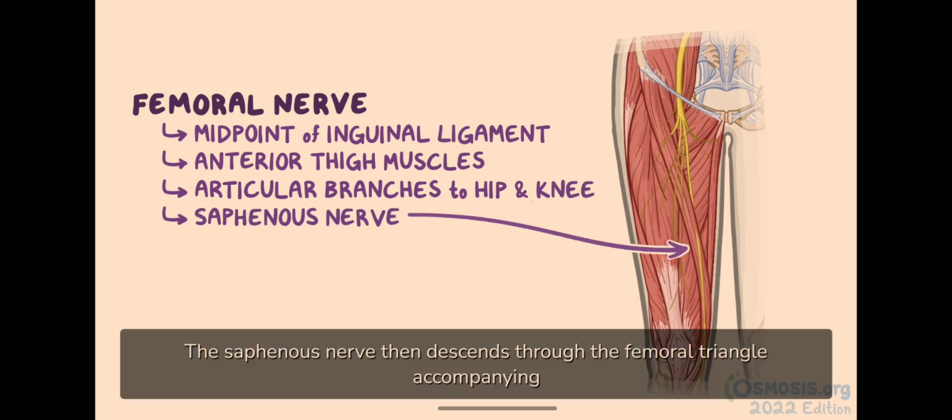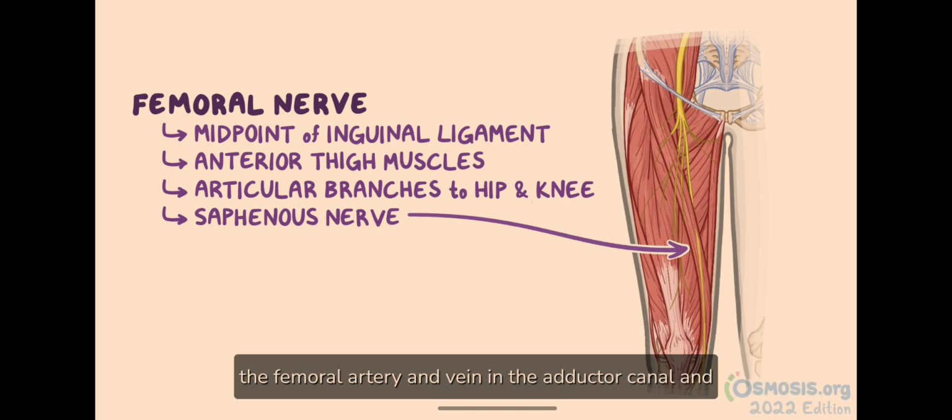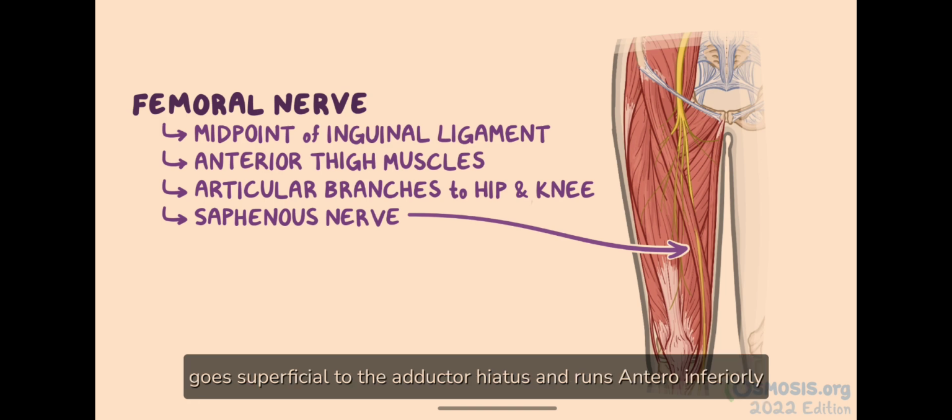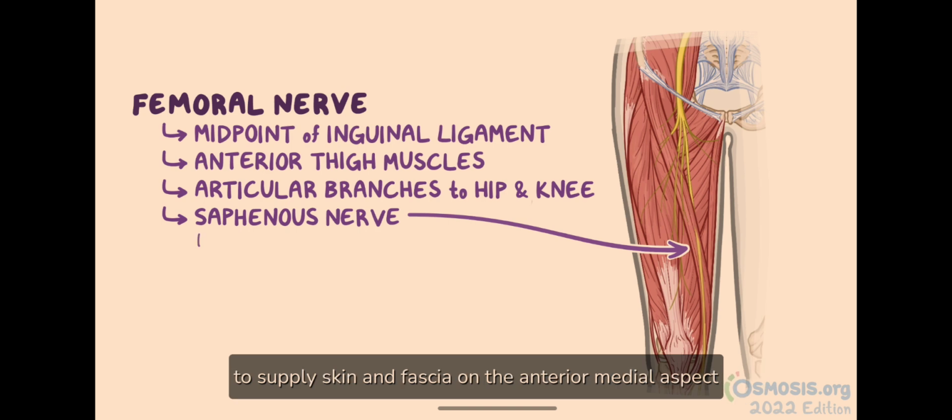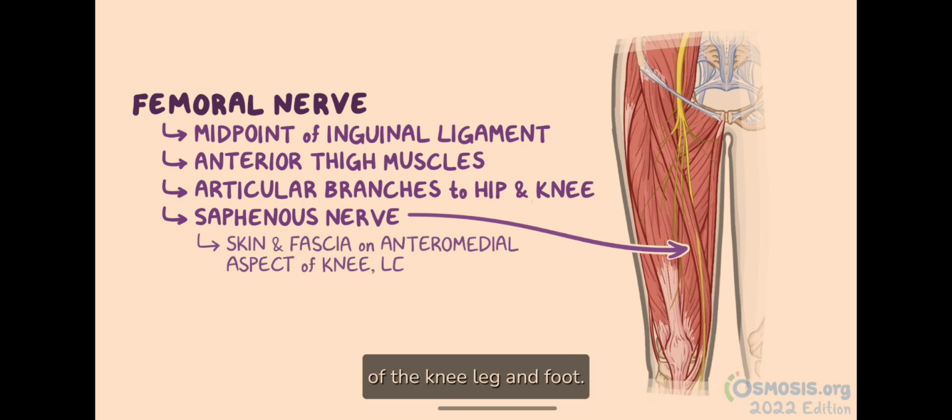The saphenous nerve then descends through the femoral triangle, accompanying the femoral artery and vein in the adductor canal, and goes superficial to the adductor hiatus and runs antero-inferiorly to supply skin and fascia on the anteromedial aspect of the knee, leg, and foot.